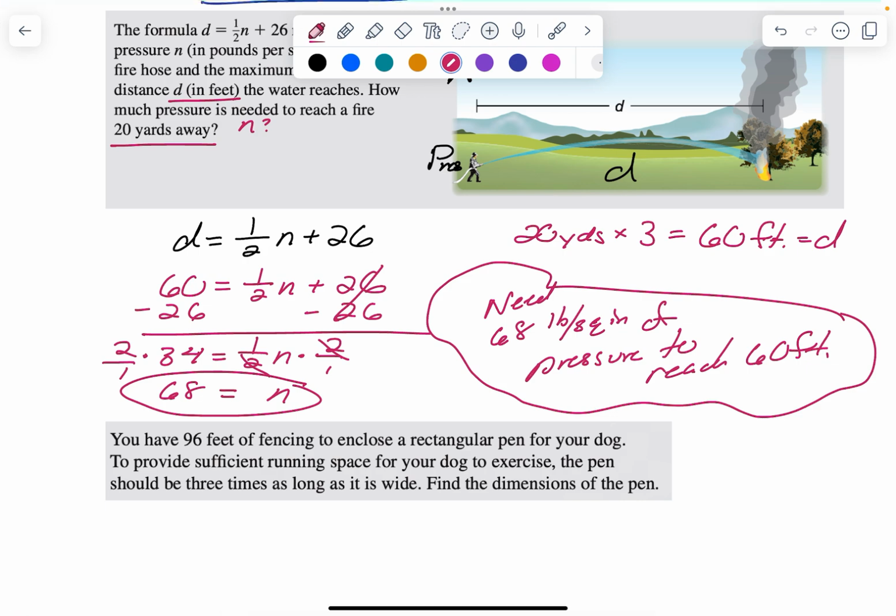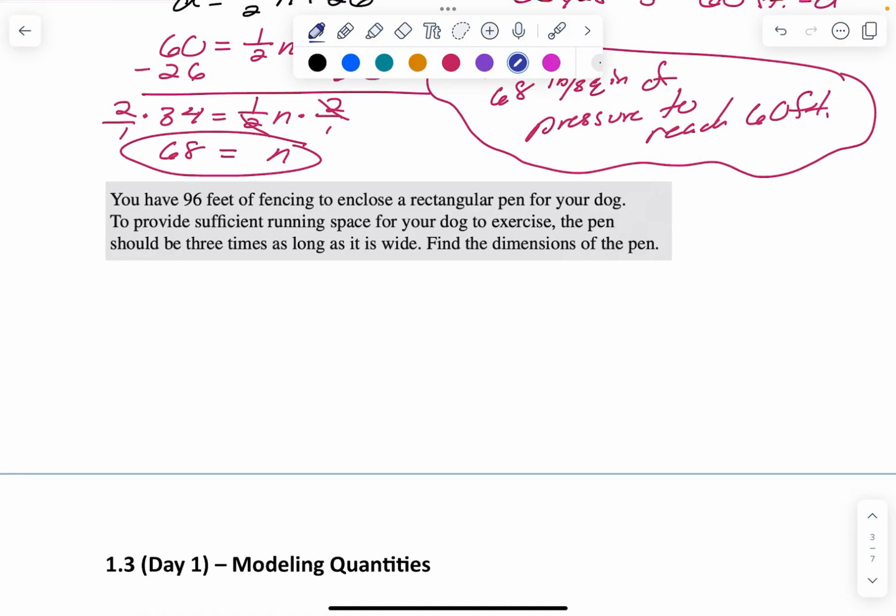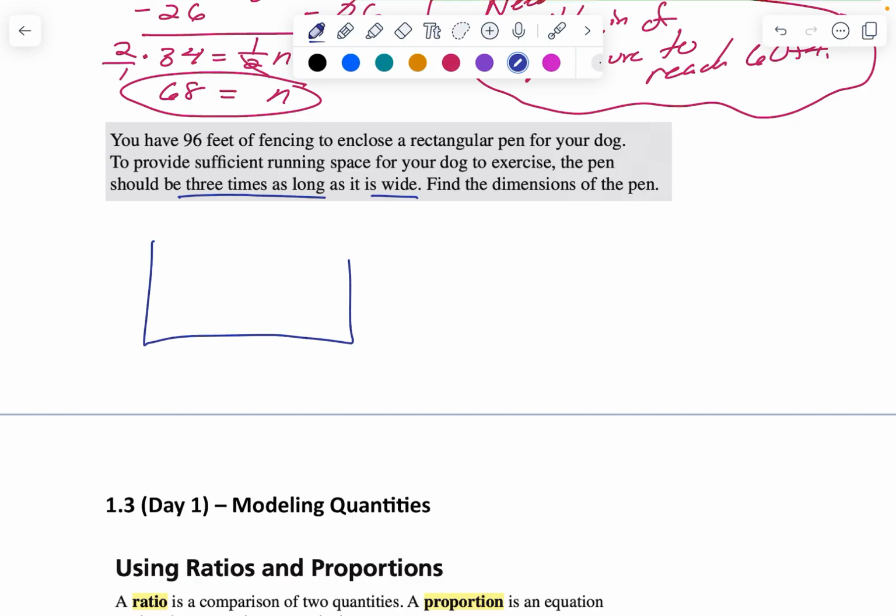Finally, this says you have 96 feet of fencing to enclose a rectangular pen for your dog. So we're fencing in an area for a dog. To provide sufficient running space for your dog to exercise, the pen should be 3 times as long as it is wide. Find the dimensions. Whenever we can draw a picture, I like to draw pictures. If you draw a rectangle and you hold your pen down, it will draw a nice figure. And that goes for circles and triangles too. All right, so we drew a nice rectangle.